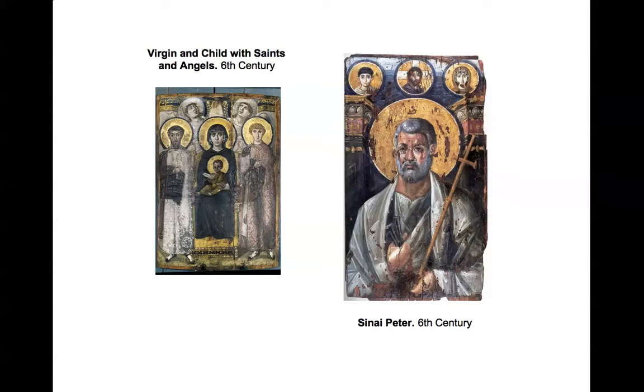This monastery was far away from the centers of power, so it was relatively ignored. And so it was able to preserve some very old icons. The site of Mount Sinai is significant because it's the site where Moses encountered God and went up on the mountain and received the law.